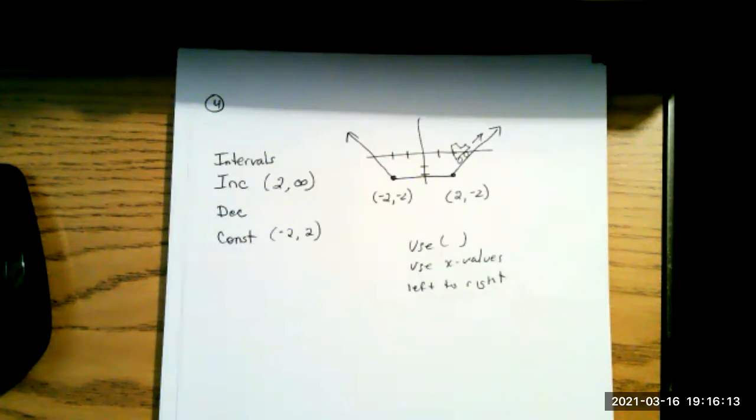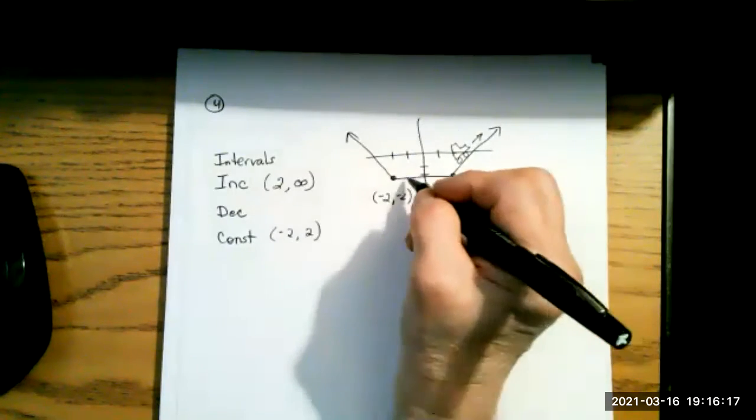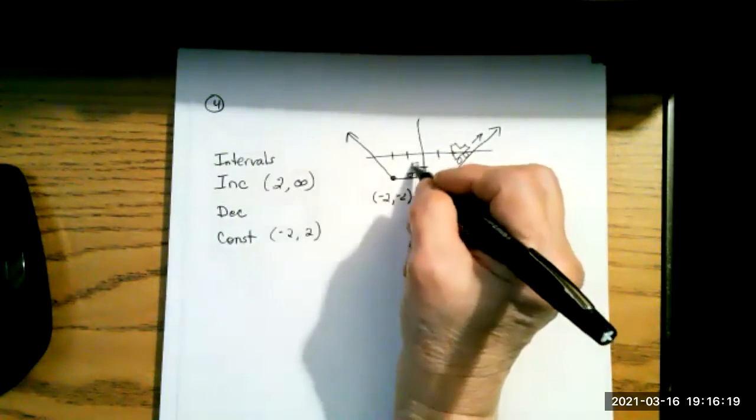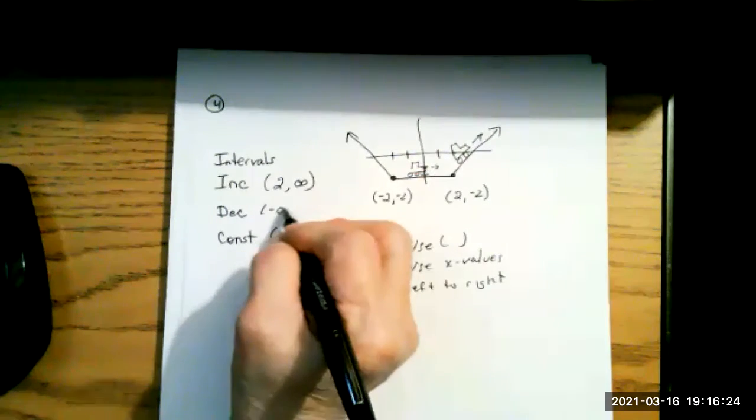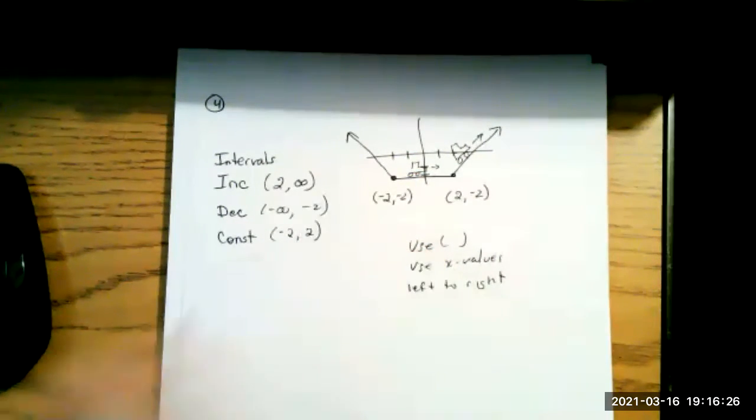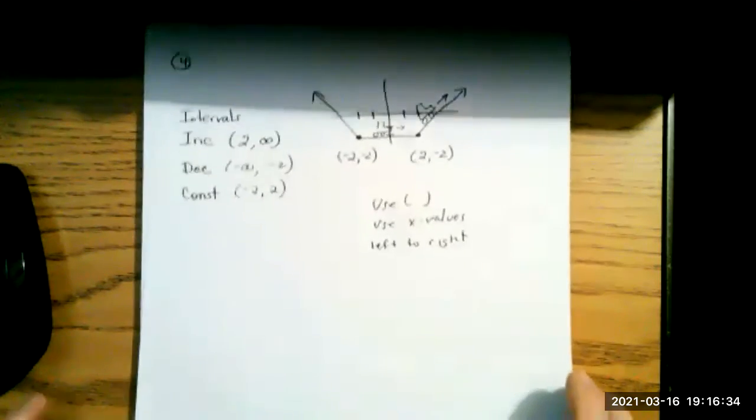Okay. Let's see, Corey, can you do the decreasing one? Should be parentheses, negative infinity and -2. Mm-hmm, very good. Any questions on that? This is just a practice thing. If you do enough of them, you'll get them. All right, let's try another picture.